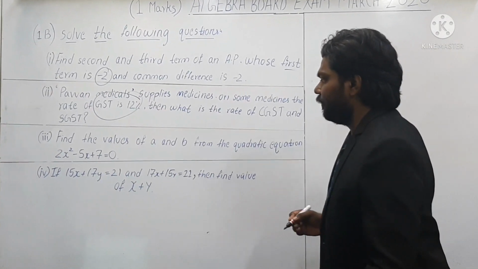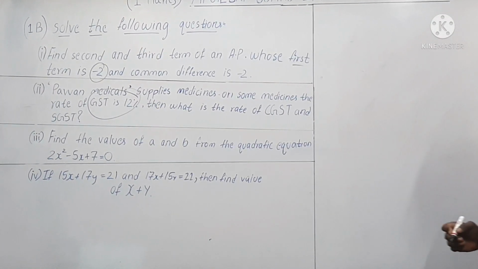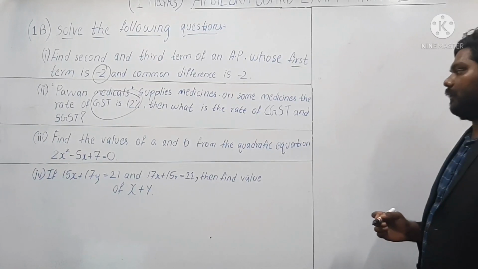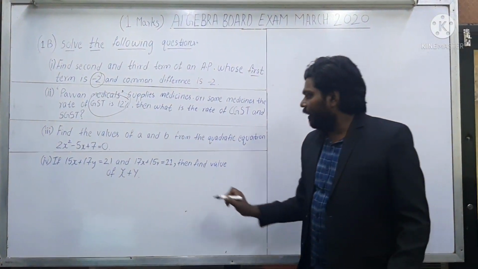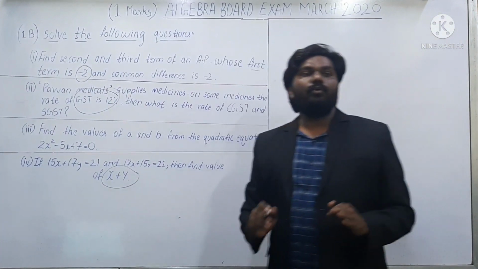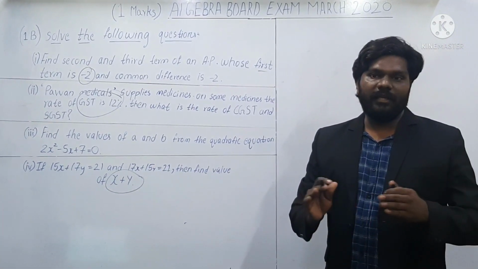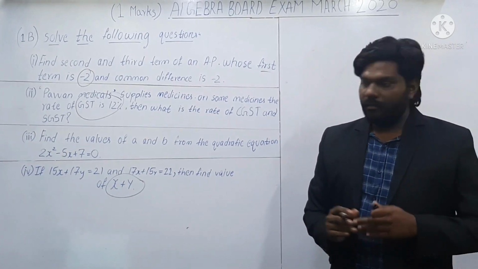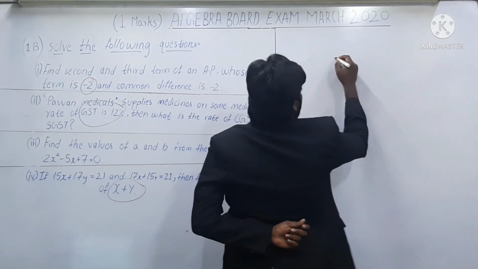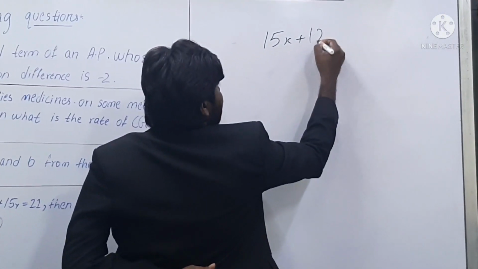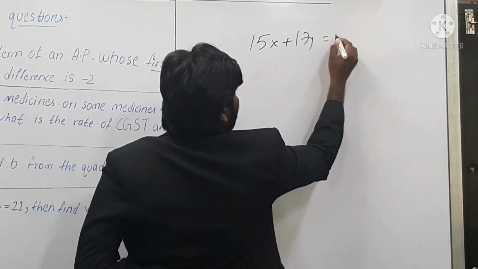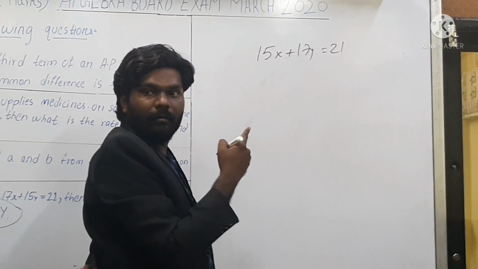If 15x plus 17y is equal to 21 and 17x plus 15y is equal to 11, then find the value of x plus y. So I need to find the value of x plus y, and I have been given two simultaneous linear equations. Now let us see the equation. That is 15x plus 17y is equal to 21.